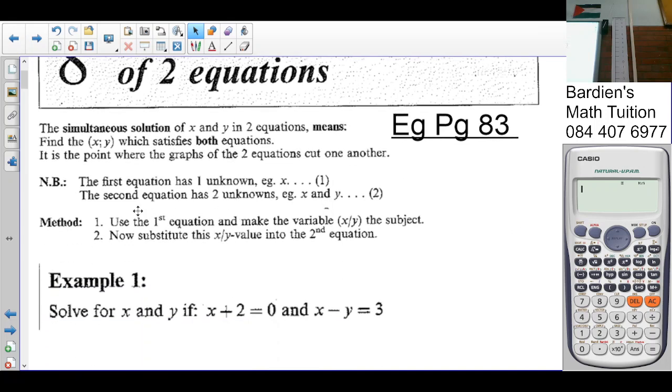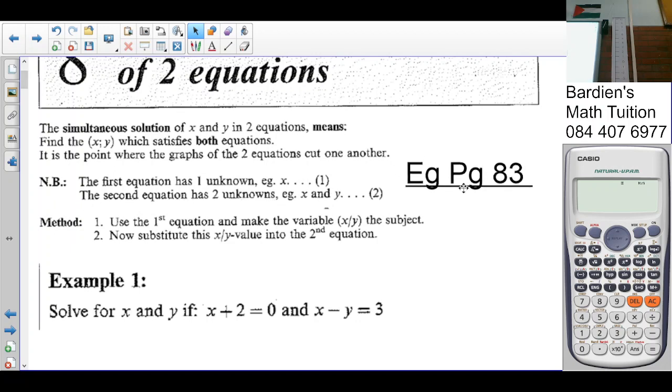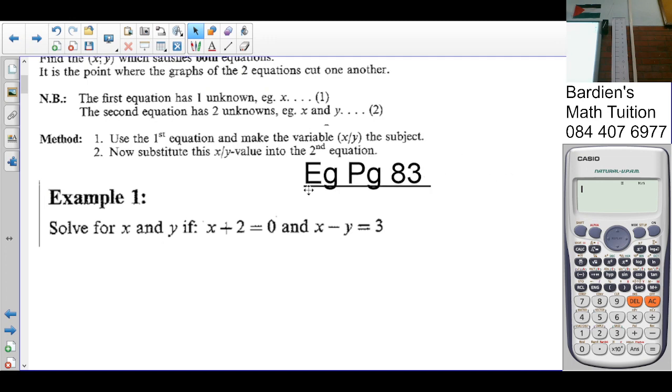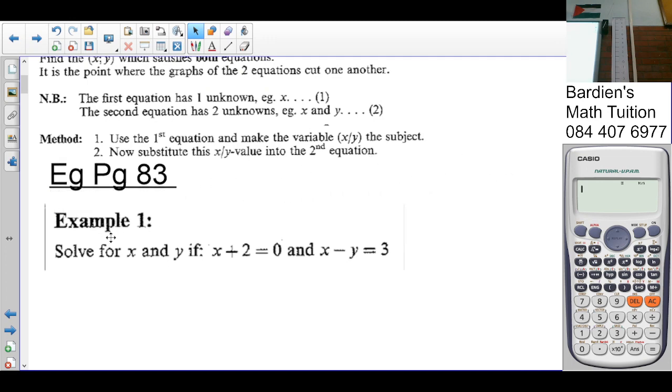Important to note, the first equation has one unknown, example x. We name that equation 1. And the second equation has two unknowns, example x and y. Method: use the first equation and make the variable x or y the subject of the formula. Number 2, now substitute the x or y value into the second equation. We're going to go straight into example 1.